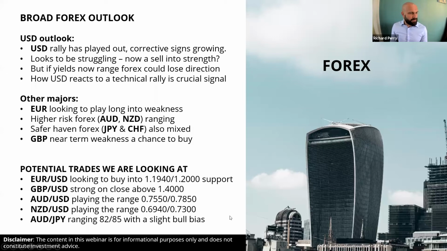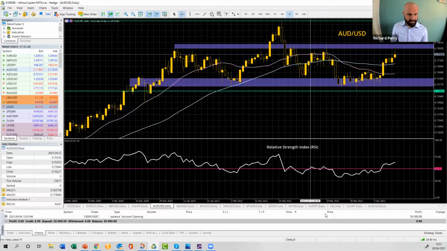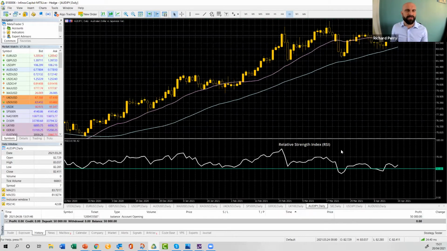Right, there was one I was looking at, again, range play on the Kiwi dollar and then looking at Aussie yen. So let's get that back. Let's do Aussie yen first.